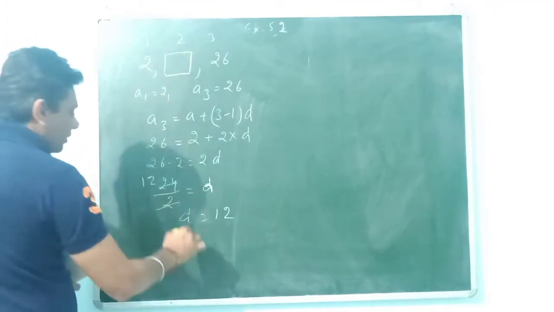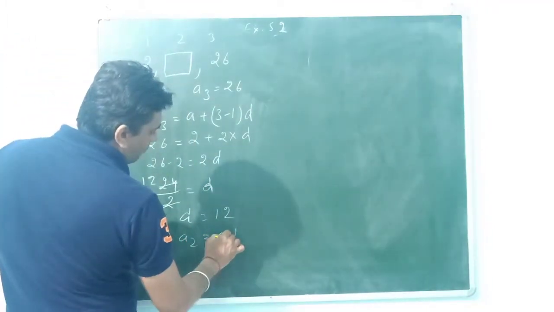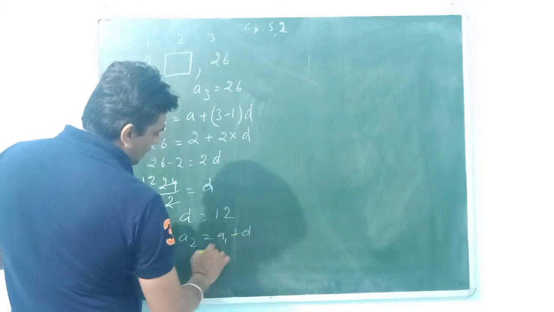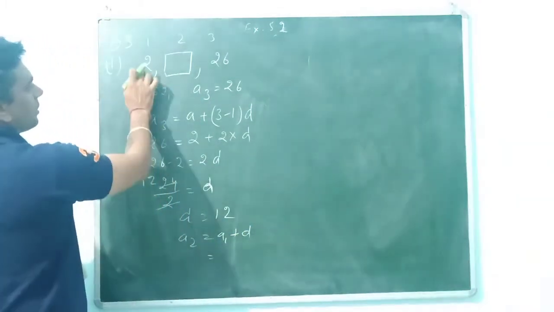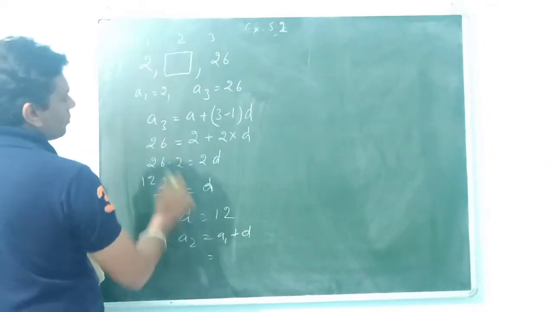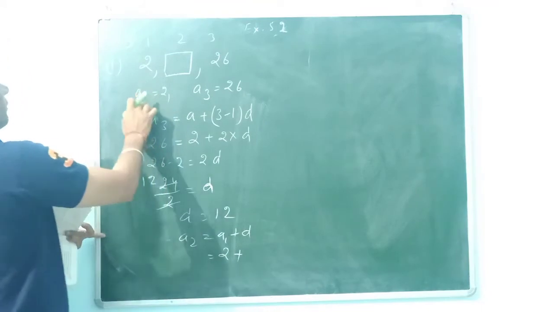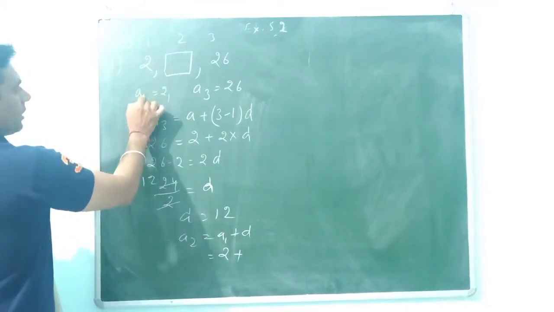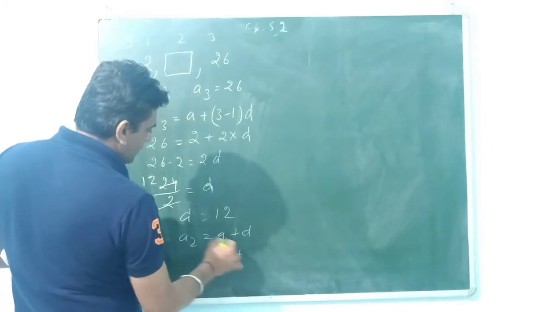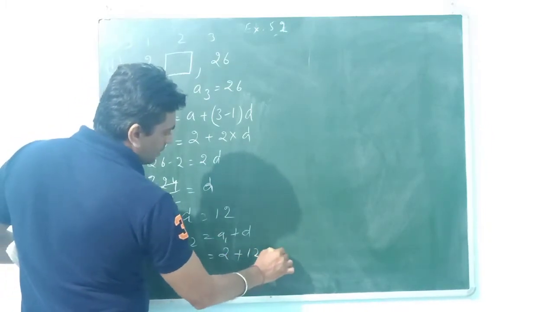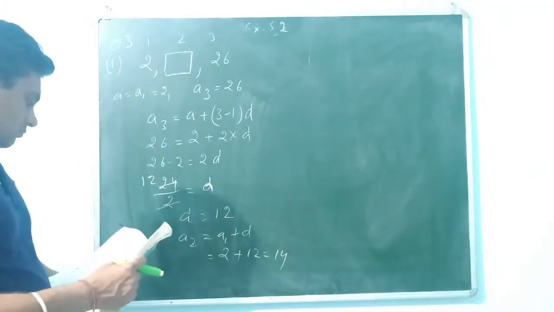Now A2 equal to A1 plus d. What is A1? A1 is 2 plus, is this A1 or A? So A1 is 2 plus d is 12, becomes 14. So A2 is 14.